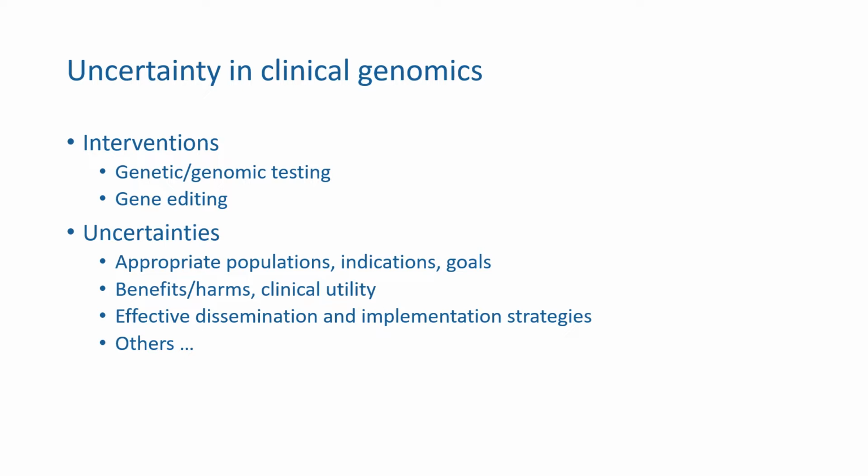These uncertainties arise from numerous questions, including what are the appropriate populations and indications and goals of different genetic and genomic interventions? What are their benefits and harms? What is their clinical utility? And finally, what are the best and most effective dissemination and implementation strategies for these different interventions? And there are many other questions as well that all give rise to different uncertainties that we struggle with.